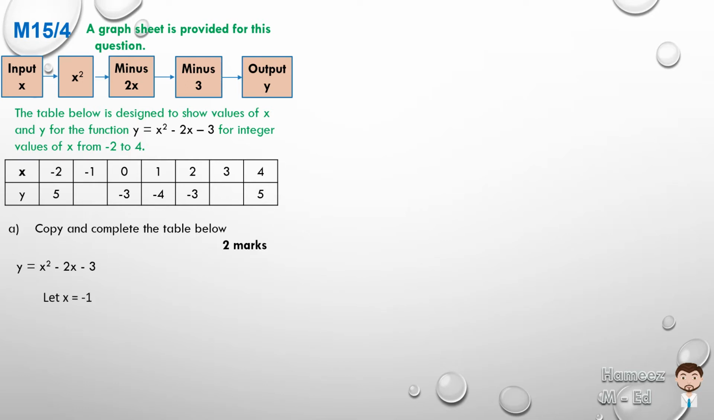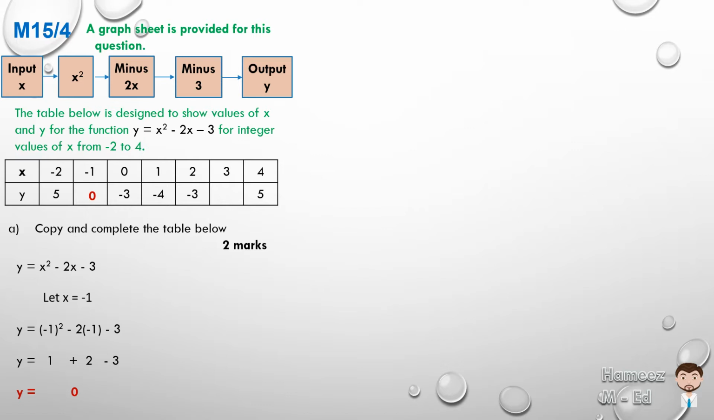And let x be equal to minus 1. So if we're substituting, we're going to get y is equal to minus 1 squared minus 2 by minus 1 minus 3. What we're doing is directly substituting. And minus 1 squared works out to be 1. Minus 2 times minus 1, 2 ones are 2. A minus and a minus will give us a plus. Minus 3. So 1 plus 2 is 3. 3 take away 3 is 0. So we can say that at x equal to minus 1, y is equal to 0.